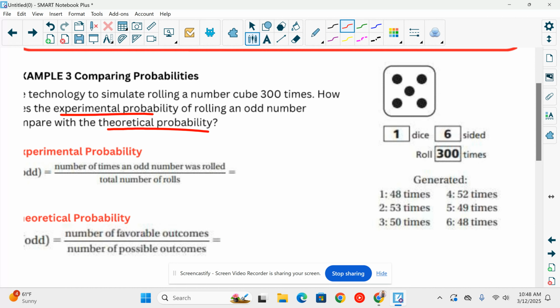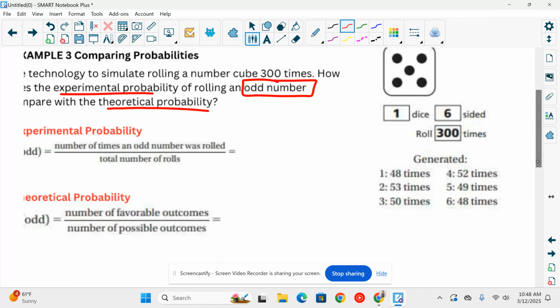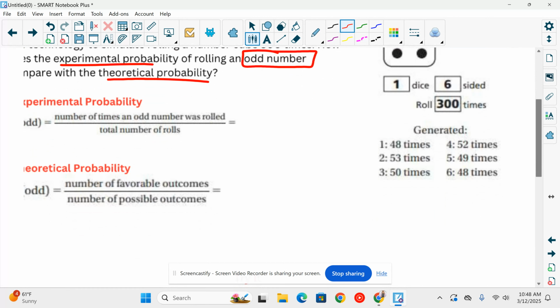Okay? So here's my dice. So thinking about a dice, we're trying to roll an odd number. That's our event here, an odd number. If you think about a dice, how many odd numbers are on a dice? There's 3 odd numbers on a dice out of how many total possible numbers? 6.